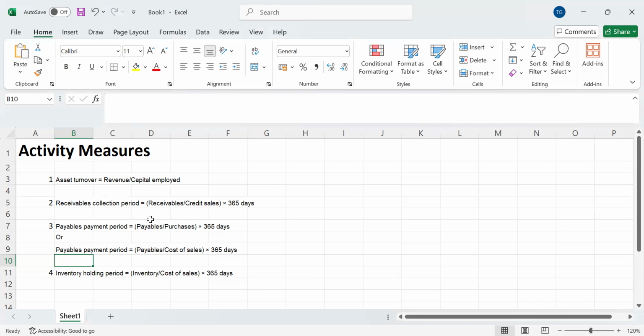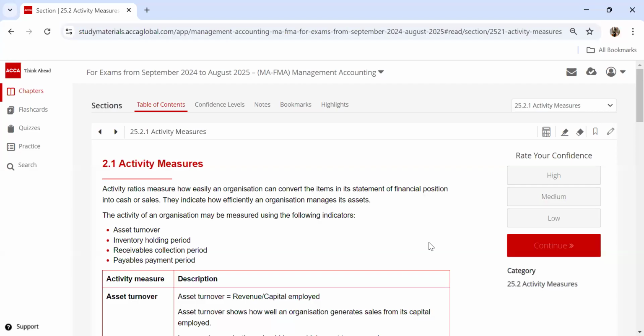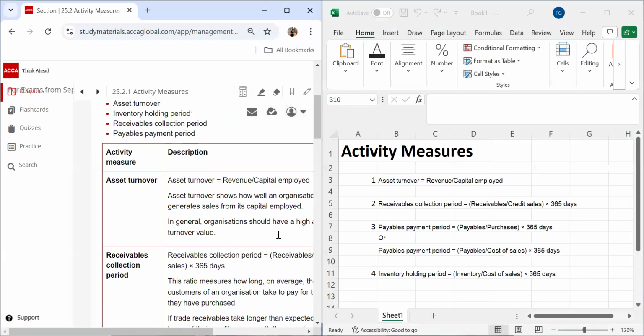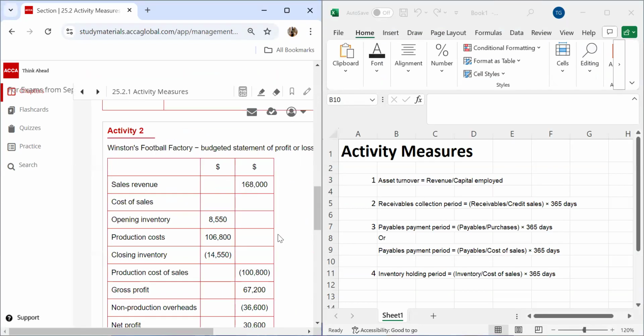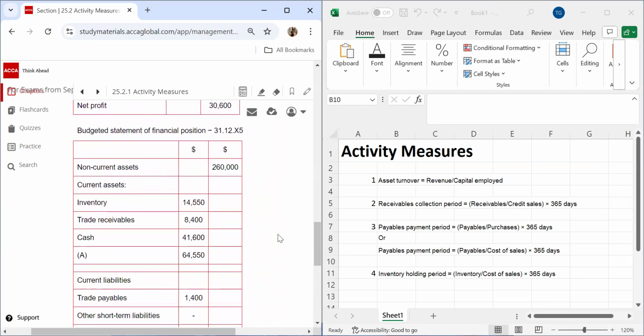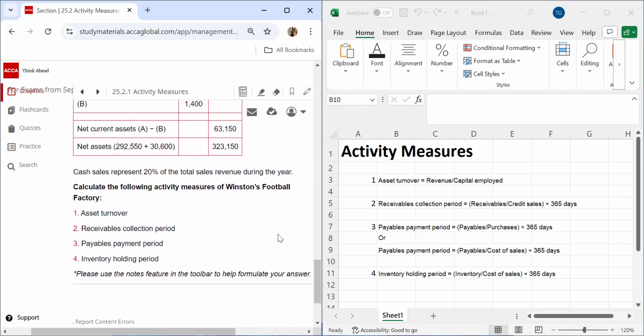wherein we continue with the Winston football factory question. Now you have to calculate the ratios which you have just learned over here. So I am just going to present my screen together so that you can see the study hub as well as the Excel. All right. So here it is. These are your activity measures. Now this is the Winston Football Factory, the same data that was there in the previous question. Now you have to calculate the ratios which you have just learned.